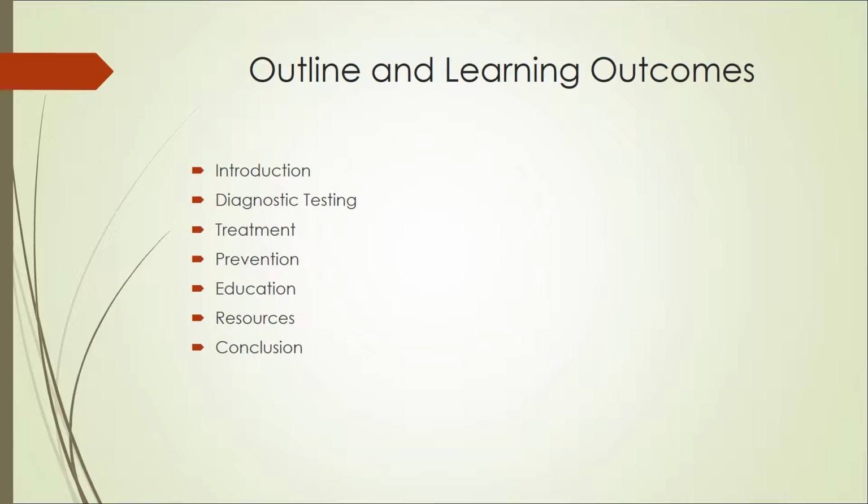This presentation will include an introduction about beta thalassemia, what the disease is, how it is obtained, clinical manifestations, epidemiology, and risk factors. In addition, we'll look at diagnostic testing, treatment, prevention, education, resources, and then a brief conclusion. The learning outcome for this presentation is to increase knowledge about beta thalassemia, treatment modalities, as well as screening available, genetic screening, and genetic counseling.